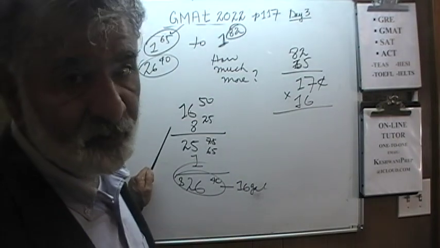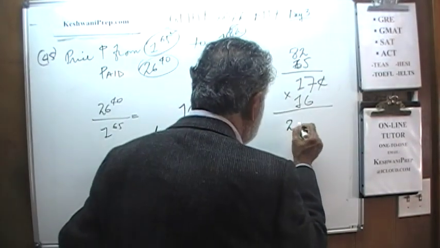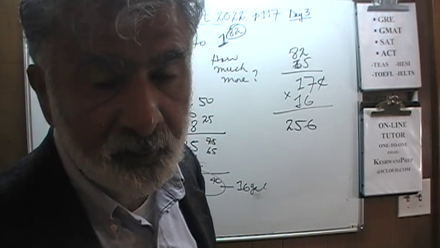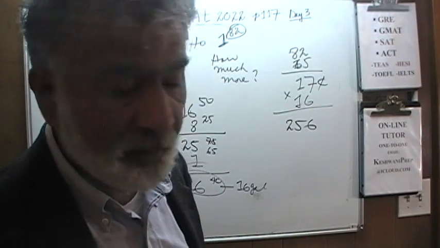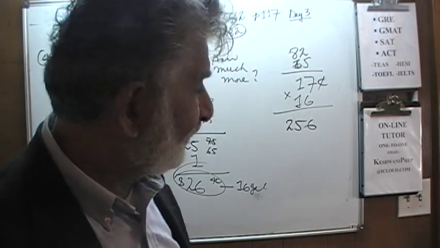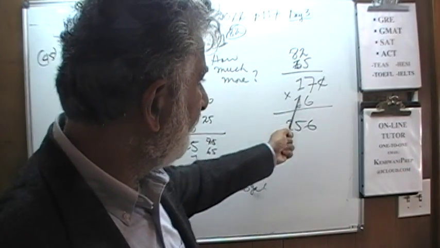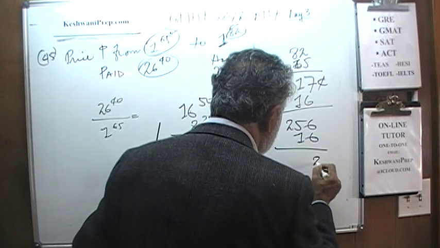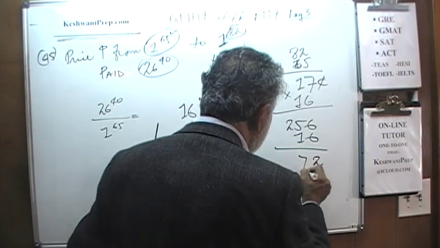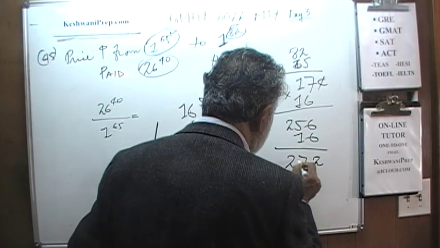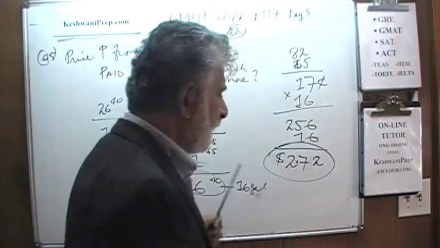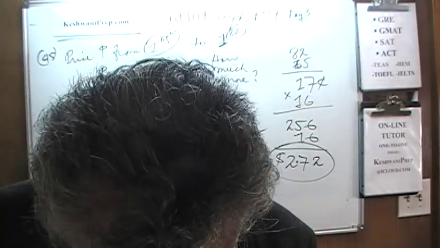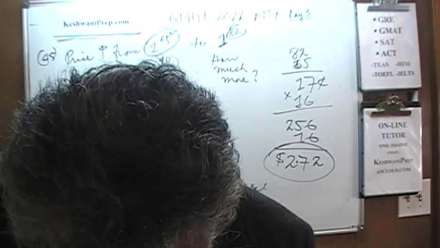We know 16 times 16 is 256. I hope you know that. You have to know your squares 1 through 20. 16 squared is 256. If 16 16s are 256, we don't need 16 16s, we need 17 16s. Let's add one more 16. So that's going to give us 2. Carry 1. That's going to give us 7. There we go. It looks like we're going to end up paying $2.72 more today compared to yesterday. That's all.